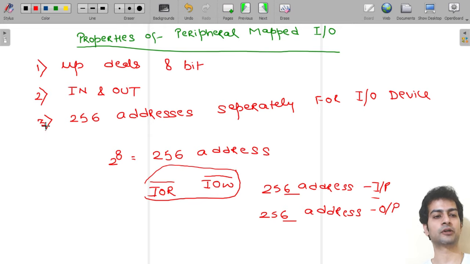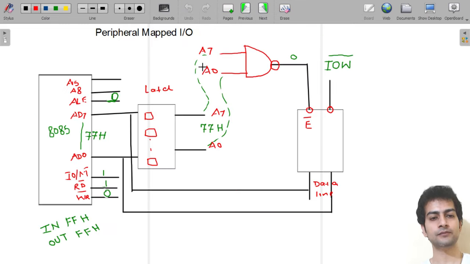Then the third and important one will be: in peripheral mapped input output, how many addresses can a microprocessor generate for input and output devices? Then we can say that it is 256 each, that is 512 in total. So this was all our properties of peripheral mapped input output. Now see another important concept we will see here.